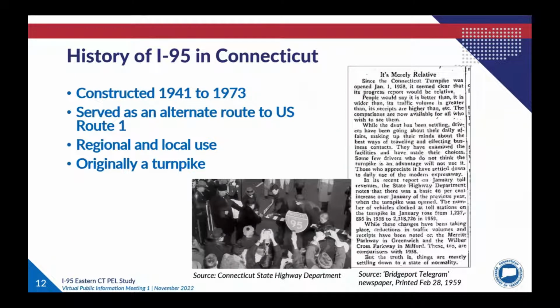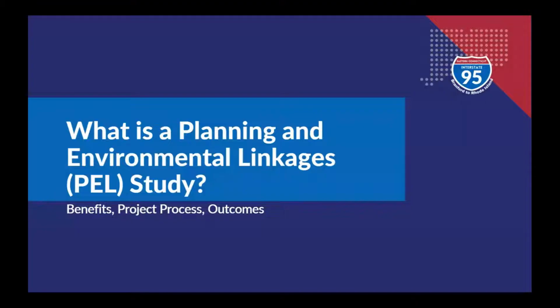Interstate 95 through Connecticut was constructed from 1941 to 1973. It originally was designed as an alternative to US Route 1 to serve both as a regional connector and for local use. This emphasis led to the development of several interchanges along the corridor that you see today.